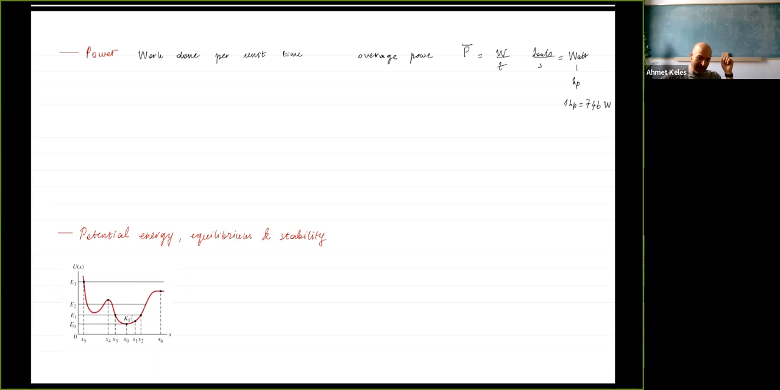So once we have the average power, we can calculate the power, or instantaneous power, as we did all the time. Maybe I'll call instantaneous power P without any bar, and it is going to be equal to, as you know, dW/dt.